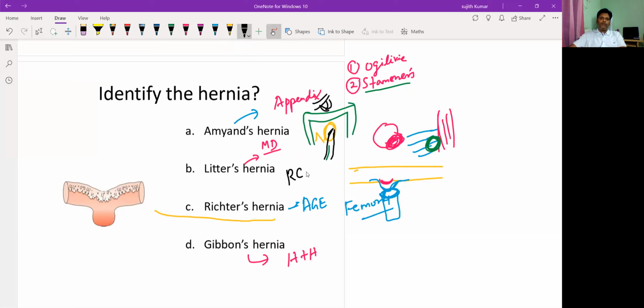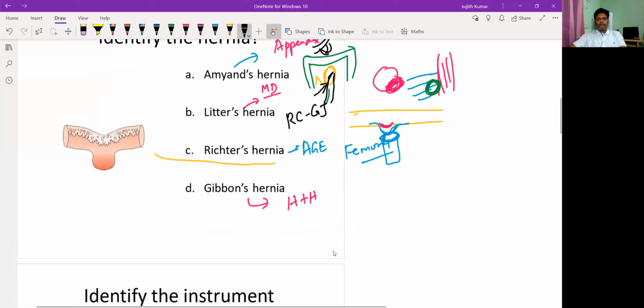Whenever there is a herniation through this window, it is called Stammer's hernia. It's a type of internal hernia. All the other hernias are external hernias. Okay, so we'll go to the next question.